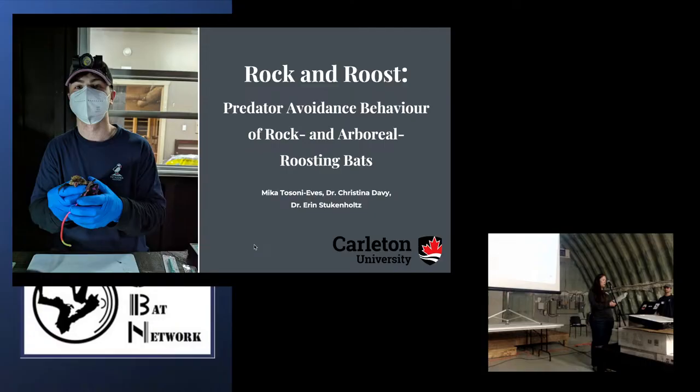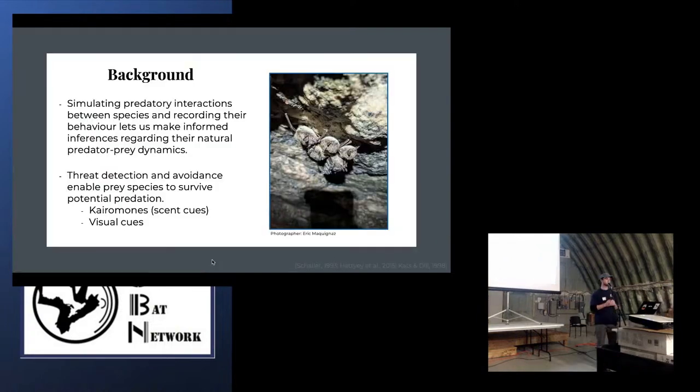When we simulate predatory interactions between species and record their behavior, it lets us make informed inferences regarding their natural predator-prey dynamics, especially in species like bats, where much of their interaction with predators is within roosts and very difficult to directly observe. Mechanisms like threat detection and avoidance enable prey species to survive potential predation. Things like pheromones, in this case chemicals inadvertently released by a predator, which a prey species may detect and take advantage of. Or visual cues: I see a predator, I avoid a predator.